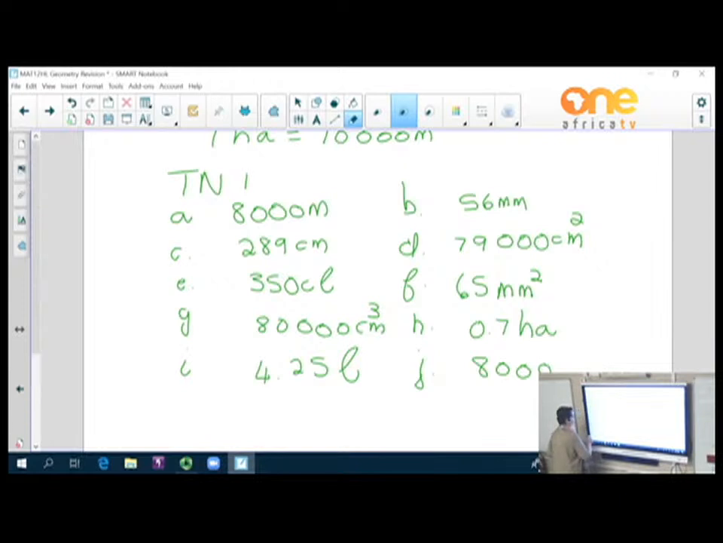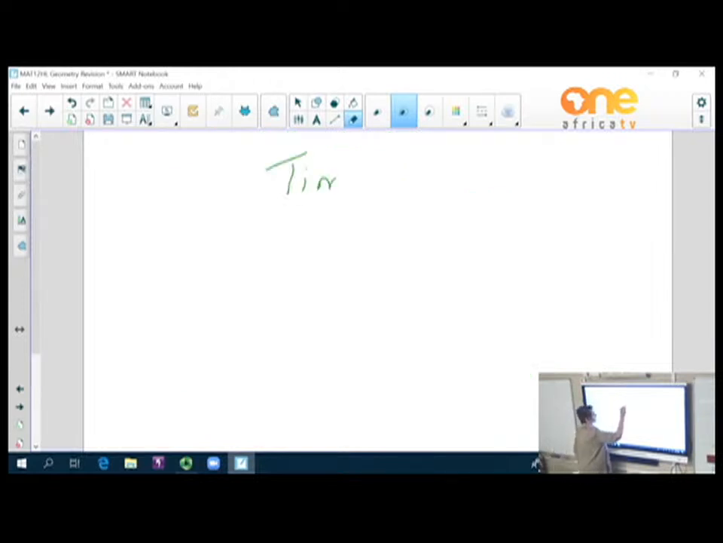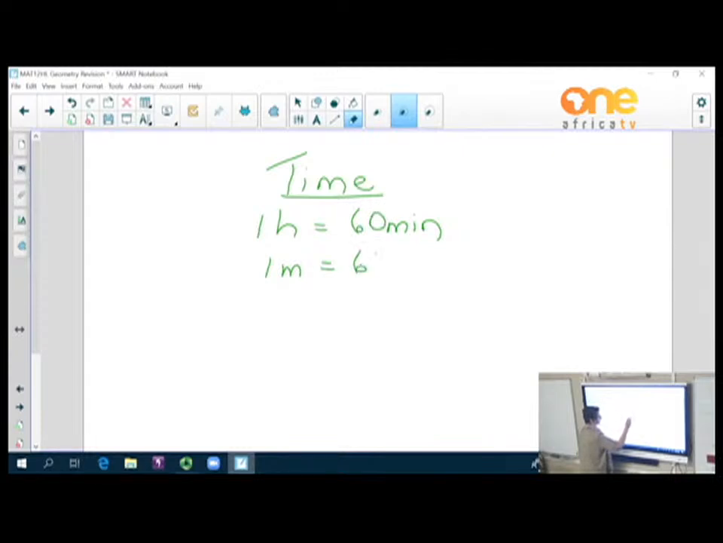Okay, then the next thing that we're looking at is time. And usually you think this is very easy. We know 1 hour is 60 minutes. And we know 1 minute is 60 seconds. And then what's also important is that 1 hour is 3,600 seconds. You will use that. Remember, you cannot just do calculations on time on your calculator, except if you set your calculator for that. So we have to use this fact.